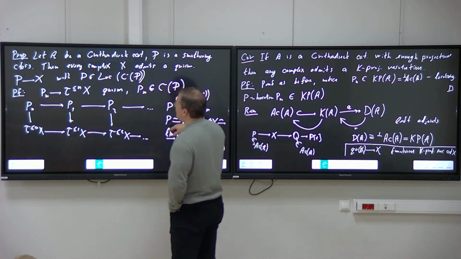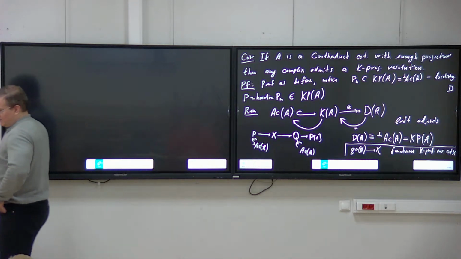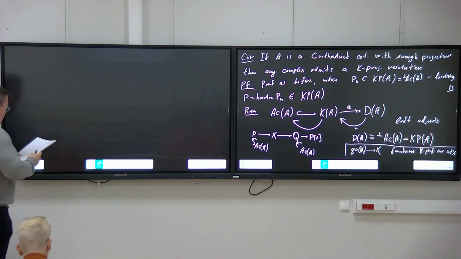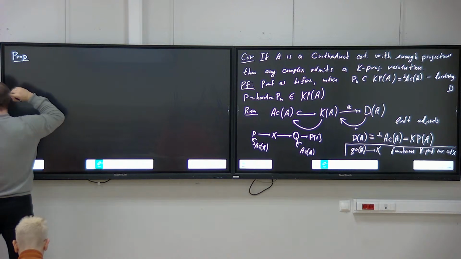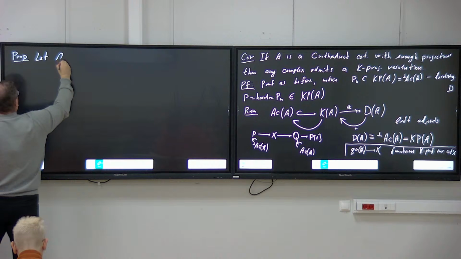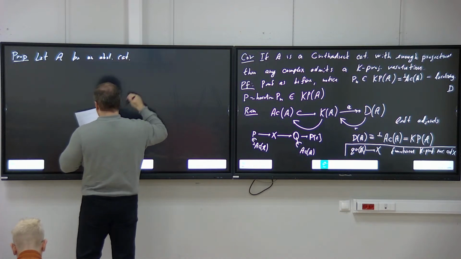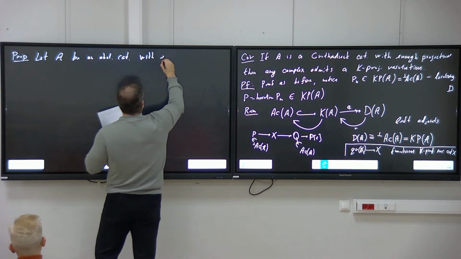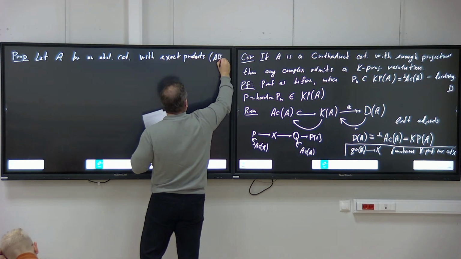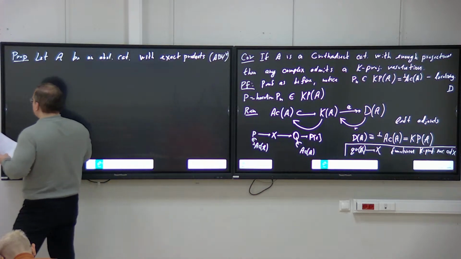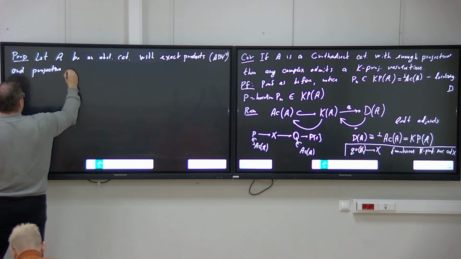So remember this proof. You want to take this proof and dualize everything, but what you get is a quite weak statement. So let me erase this. When you dualize everything, you get the following proposition. Let A be an abelian category with exact products, so this is AB4*, and a projective generator.